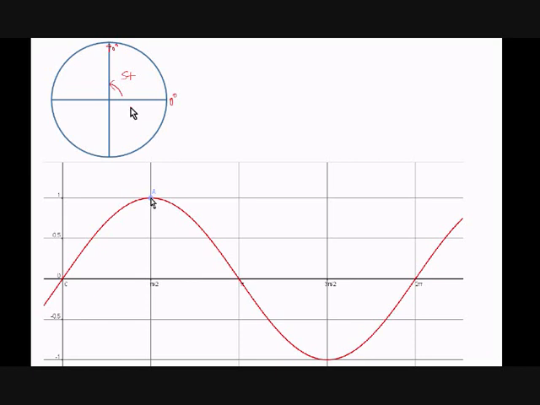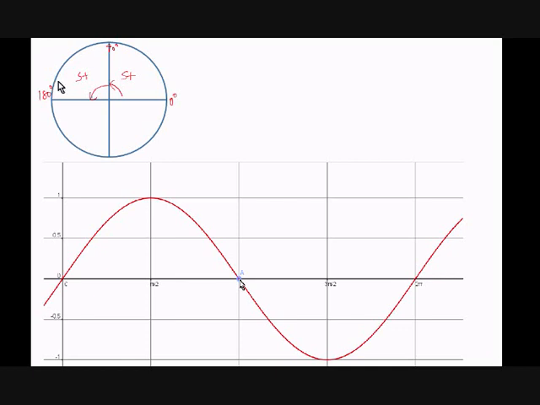From 90 degrees, which is pi over 2, to pi, the value of sine will still be positive, but it is reducing. So, from pi over 2 to pi, which is in the second quadrant, the value of sine is positive. From here to here, it is still positive. This is 180 degrees, for those who don't know what a radian is.